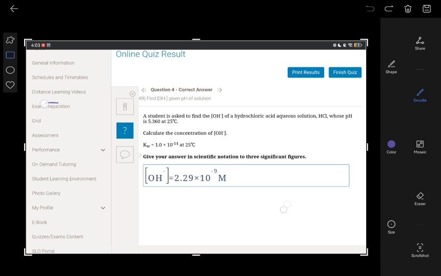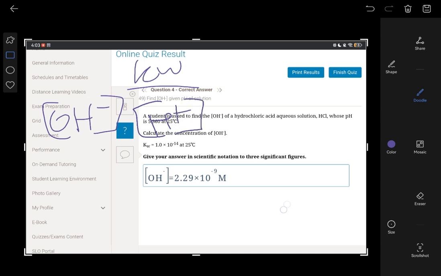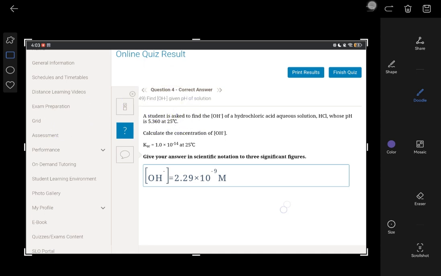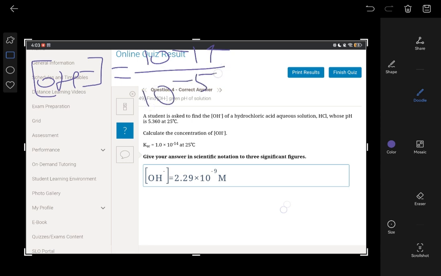And OH minus is equal to Kw over H plus. Kw is 10 to a negative 14. So that means OH minus is equal to 10 to a negative 14 over 10 to a negative 5.36. Don't try doing this on paper, because when you get a decimal as an exponent, you have to rationalize and it's really confusing. So just do it instantly on the calculator. This is the answer you're gonna get.